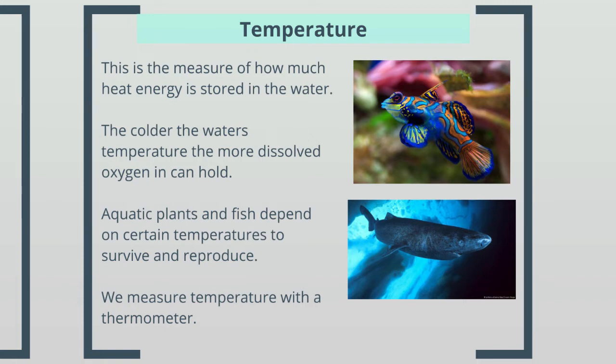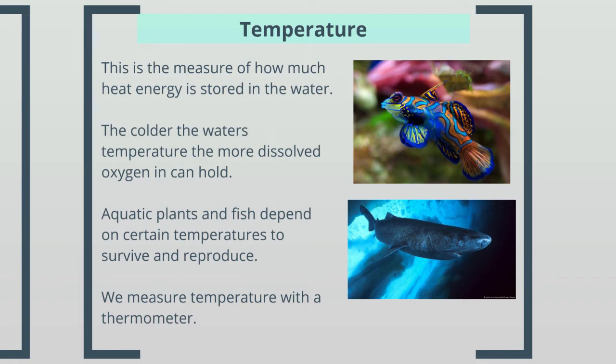So this is simply the measure of how much heat energy is stored in the water. The colder the water temperature, the more dissolved oxygen it can actually hold. Now, aquatic plants and fish depend on certain temperatures to survive and reproduce. We have warm water fish and cold water fish. Here we have an example of some tropical fish, and then we have the Greenland shark.